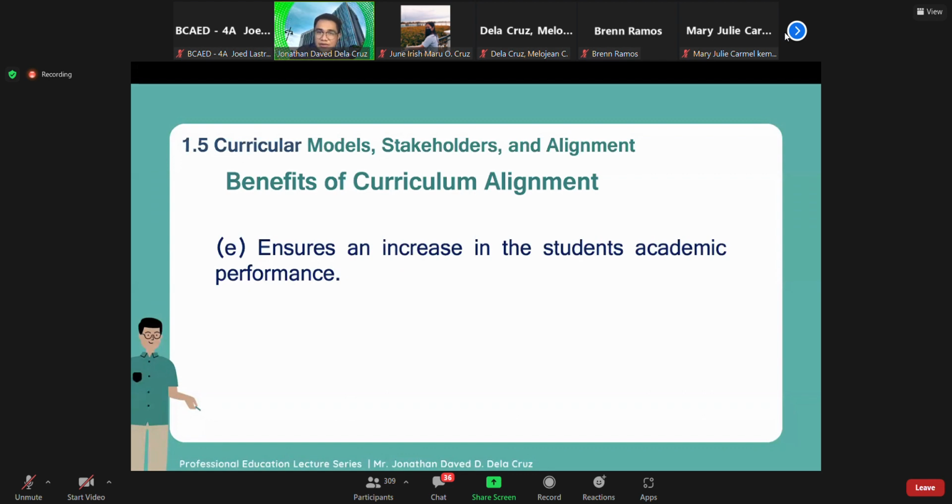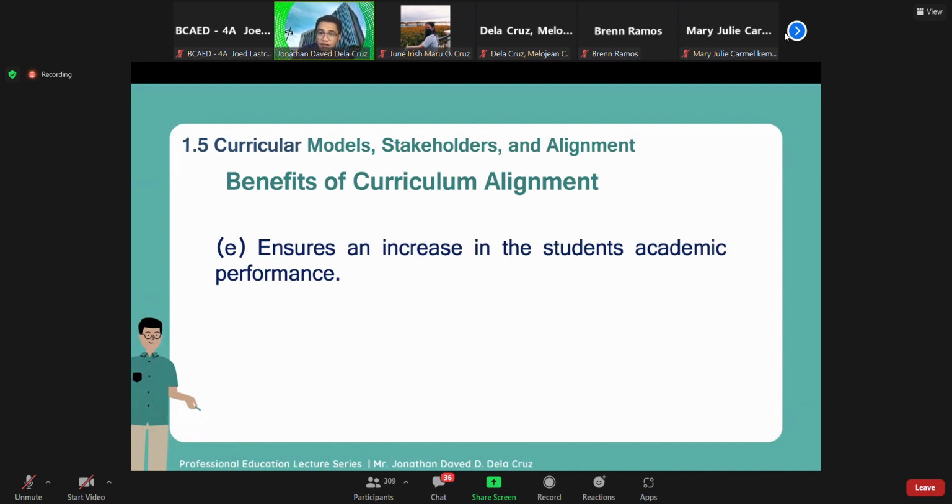And lastly, ensure an increase in the student's academic performance. So, curriculum alignment plays a vital role in increasing the academic performances of the students because it makes sure that it is aligned with the national, local, national man yan or local, and even a global standard of education.